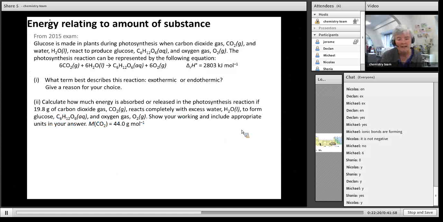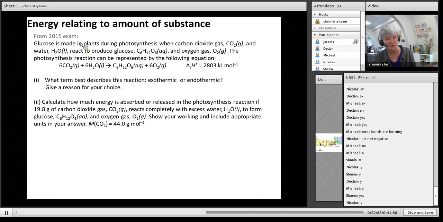Now this is the other type of calculation, and this is where you use that n is equal to small m over big M. So it's energy relating to amounts of substance. Because I think you can see if I burn 1 peanut, or if I burn 100 peanuts, there's going to be more energy. The fire will be hotter from 100 peanuts than just from 1 peanut. So the more substance I have, the more energy is going to be involved. And we need to know then the moles, the amount.